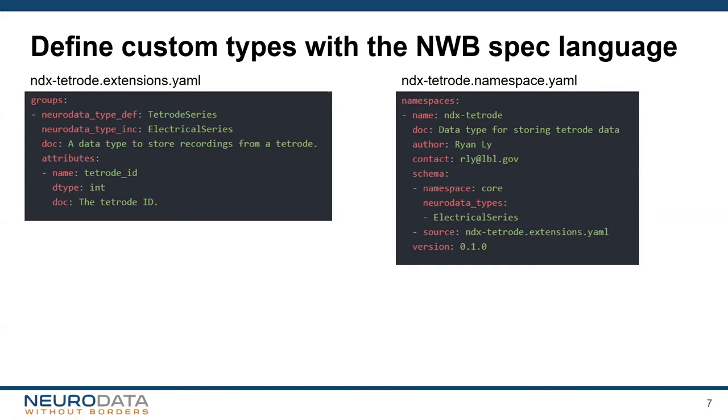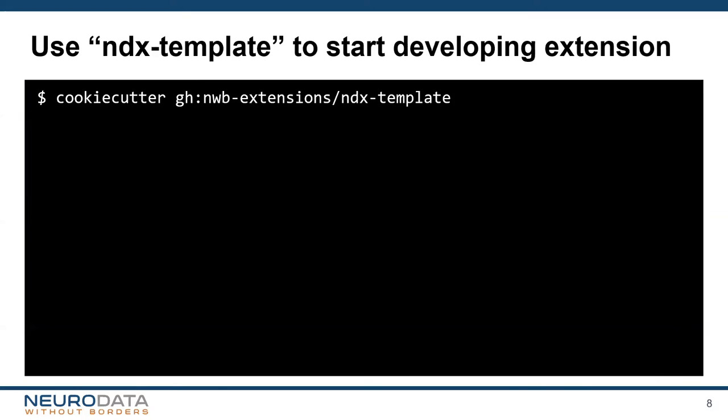So this is just a very simple example of an extension. It just adds a new data type with a new attribute, but things can get much more complex depending on what you want to add to NWB. Now, writing all of these YAML files by hand for your extension can get pretty tedious. It can get pretty error-prone.